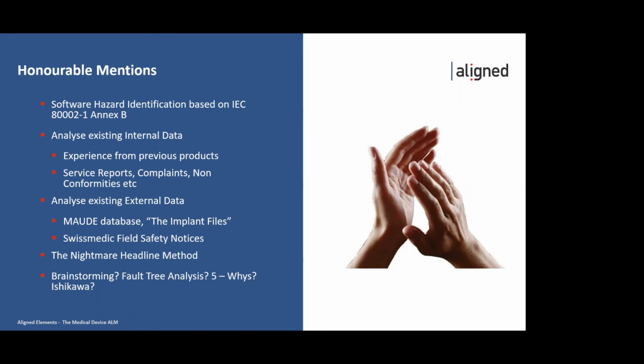There are, of course, other risk methods like fault tree analysis, the 5 whys, and the Ishikawa, but they are more about finding the root cause of a risk and not necessarily identifying risks in the first place. So that's why I haven't mentioned them here.